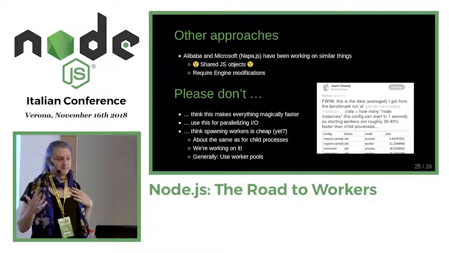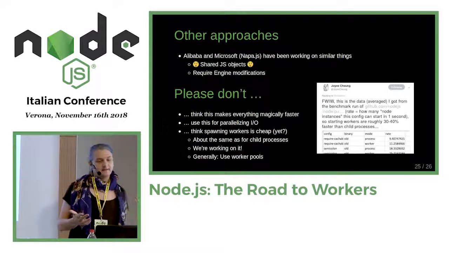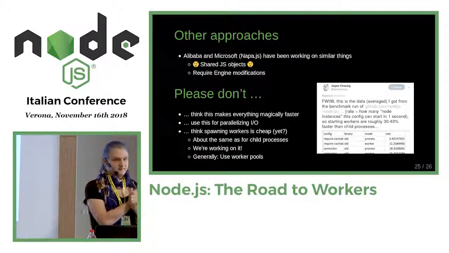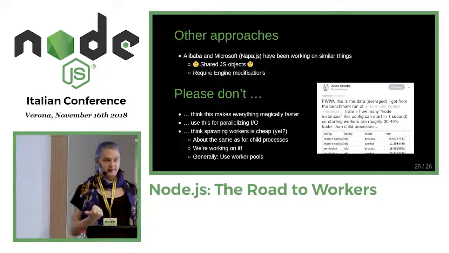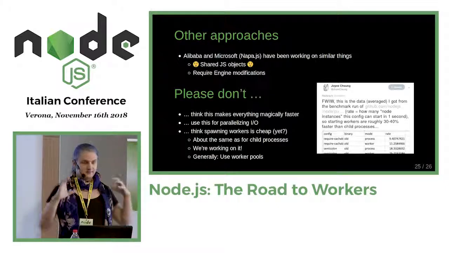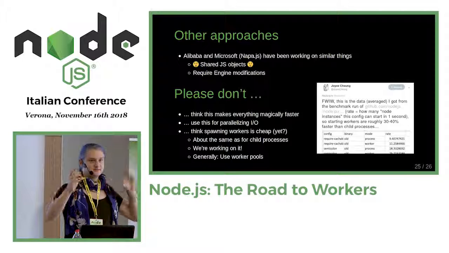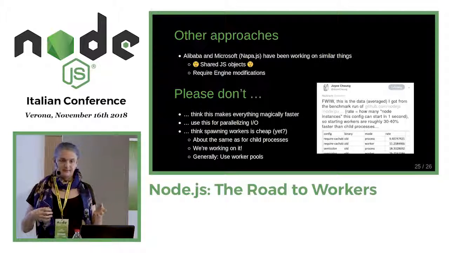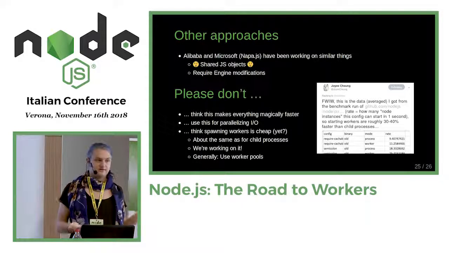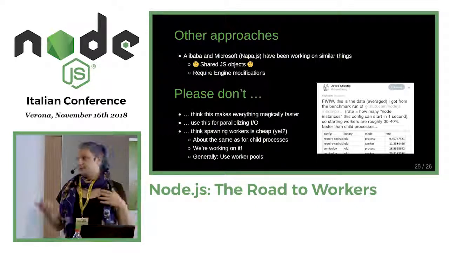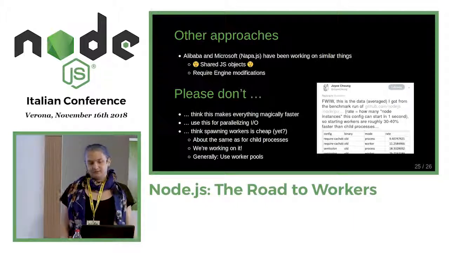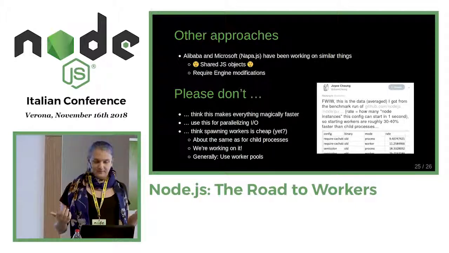Please don't think workers make everything magically faster. For one, if you use async IO, that's the right thing to do in Node. If you want to spawn threads and do synchronous IO from them, which I'm afraid people might want to do because they're used to it from other languages, it's definitely not going to be more efficient than what Node already has. Node's async IO is pretty good, and doing IO from workers in parallel is not going to be faster, it's not going to be better. Please don't do it.